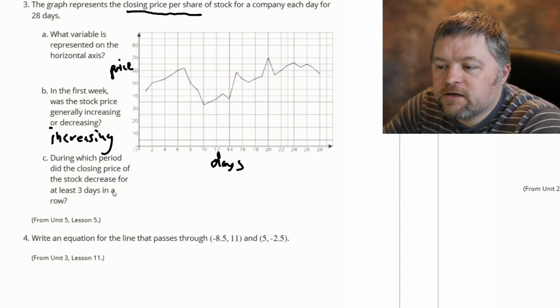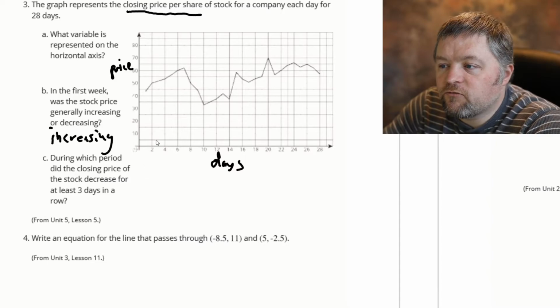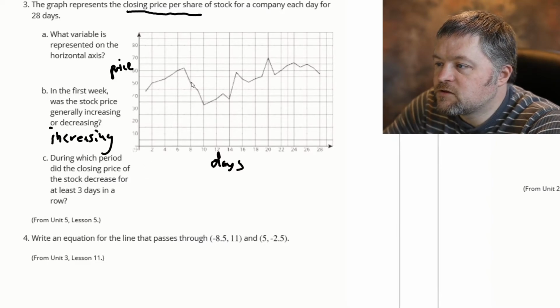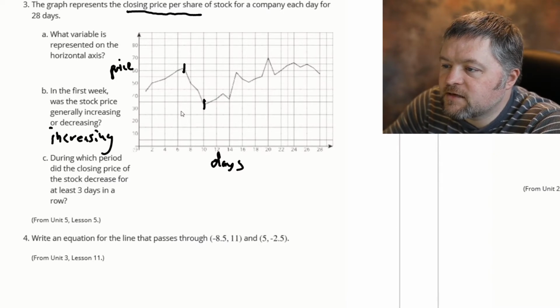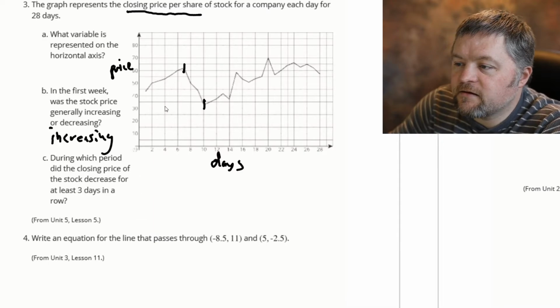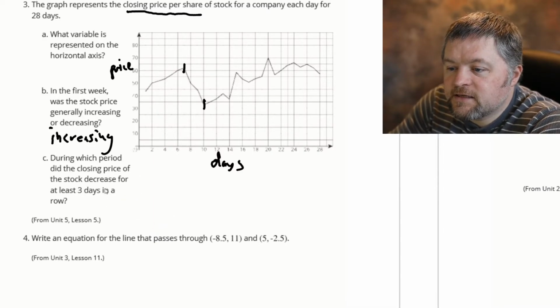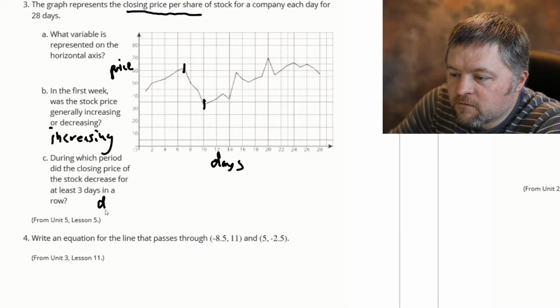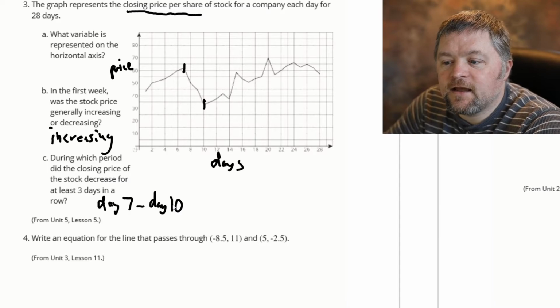During which period did the closing price of the stock decrease for at least 3 days in a row? So we are looking for a long decrease. From here to here, that is day 7 to 10. Day 7 to 10 is at least 3 days in a row. Day 7 to day 10.